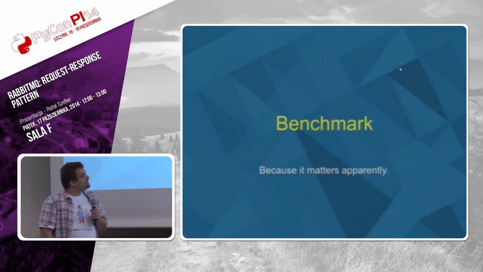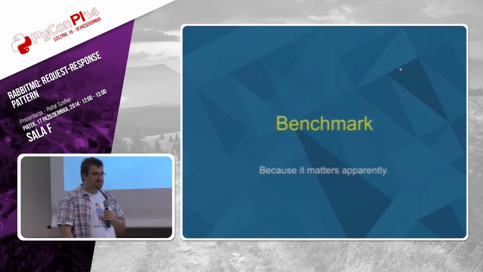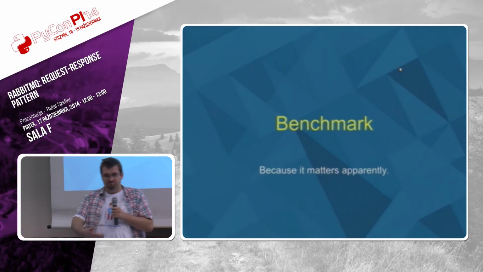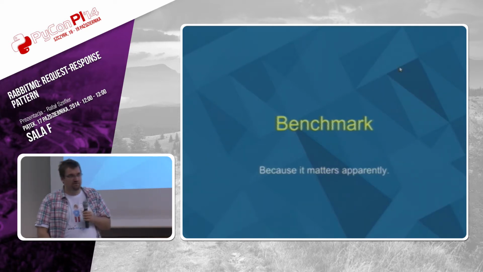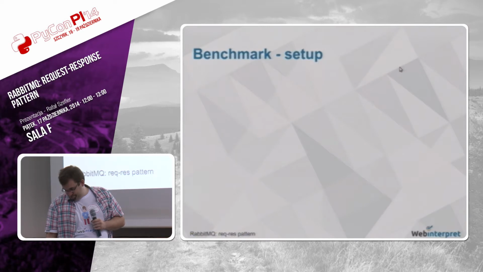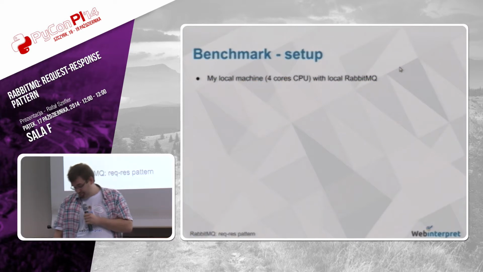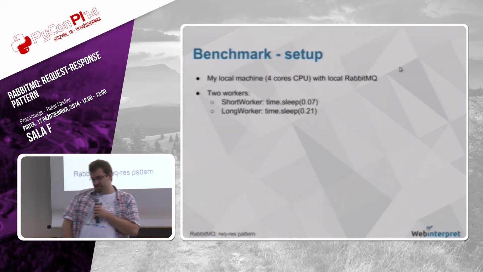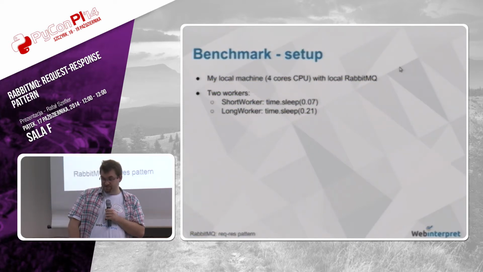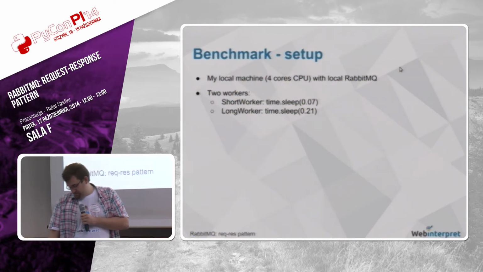Now, I've written here that they apparently matter. What I mean by that is, obviously, if you want to use any of that stuff, you have to do your own benchmarks. It's not suited for all possible cases. The setup: I've tested it on my local machine, 4 cores with local RabbitMQ. I've used 2 workers, one short worker which sleeps for 70 milliseconds and one long worker which sleeps for 210 milliseconds. This is to emulate, let's say, long-running queries versus short-running queries on the DB.